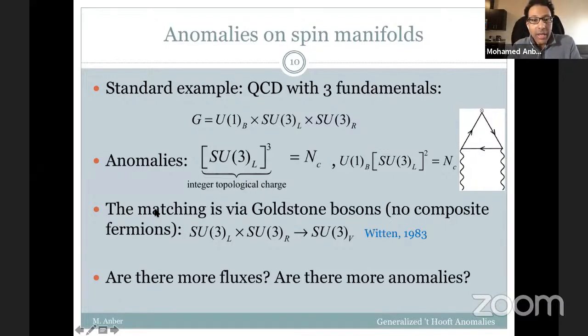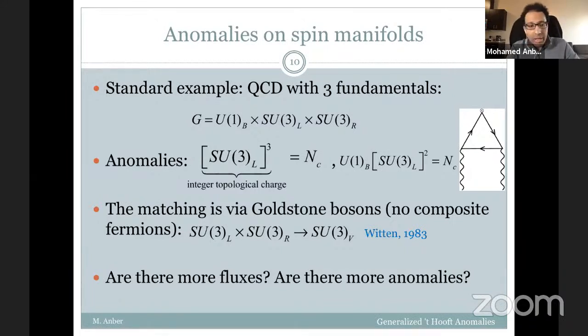All right. And the matching happens via the Goldstone bosons. So basically what happens is that the SU(3)_L × SU(3)_R breaks to SU(3)_V. And one can prove that the composite massless fermions cannot match the anomaly in the IR. One can show that using group theory as well as number theory arguments. And then it was shown by Witten back in the 80s that a Wess-Zumino-Witten model of the Goldstones can match this anomaly in the IR.